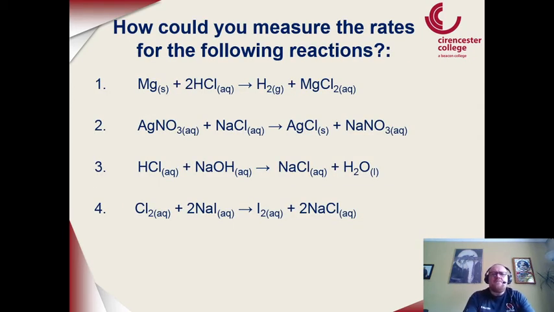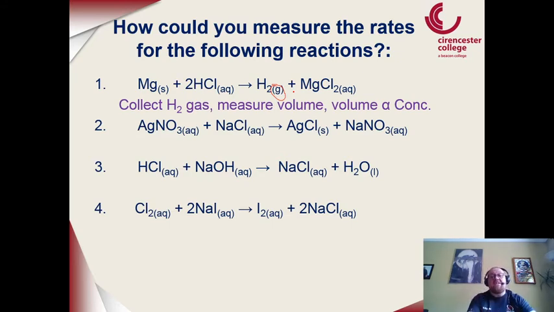Okay, so we have 4 reactions here. How would we work out what the rate of reactions are? So if I look at this top one here, I have a solid and an aqueous solution, and I'm making a gas and an aqueous solution. So how could we work out what the rate of reaction is here? I would say really important to look at the state symbols here. If we're looking at this one here, it's giving out a gas, so we can collect the gas.